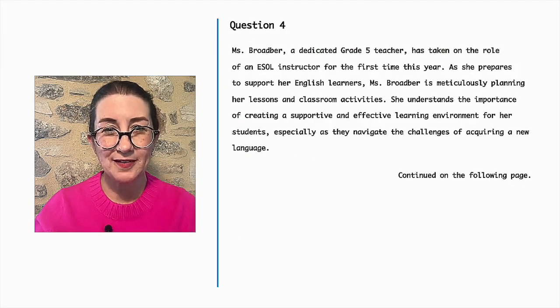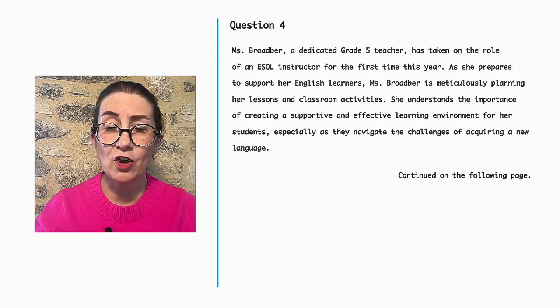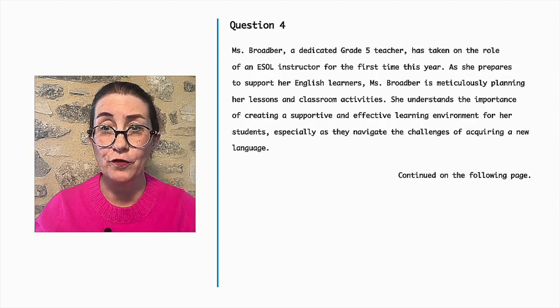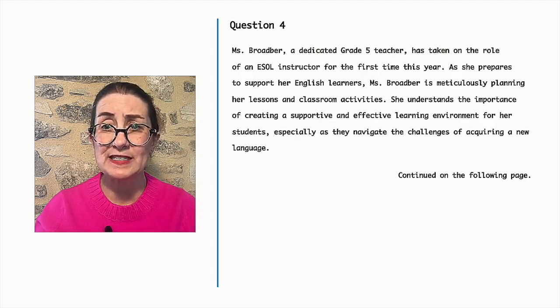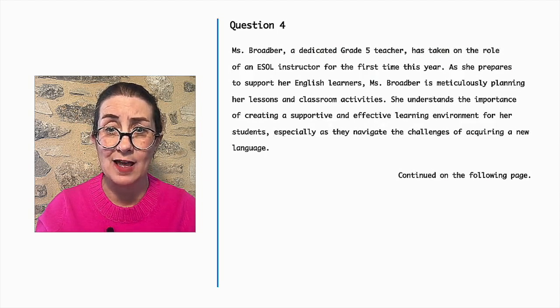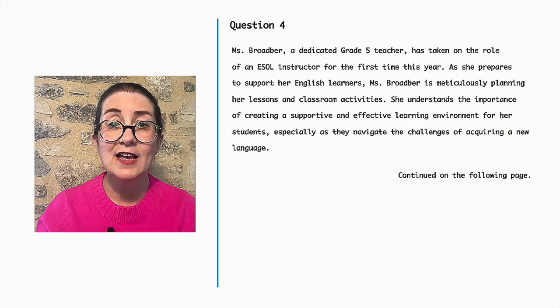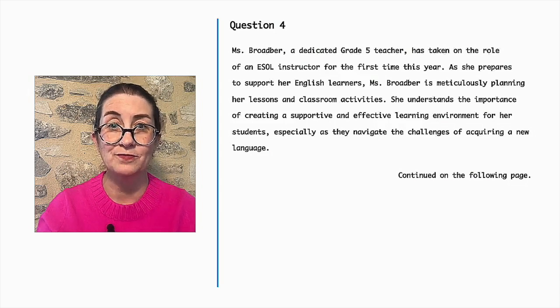Question number 4. Ms. Broadbur, a dedicated grade 5 teacher, has taken on the role of an ESOL instructor for the first time this year. As she prepares to support her English learners, Ms. Broadbur is meticulously planning her lessons and classroom activities. She understands the importance of creating a supportive and effective learning environment for her students, especially as they navigate the challenges of acquiring a new language.